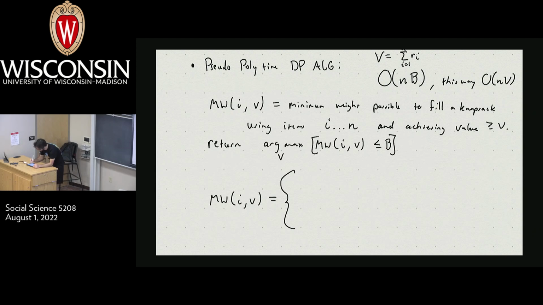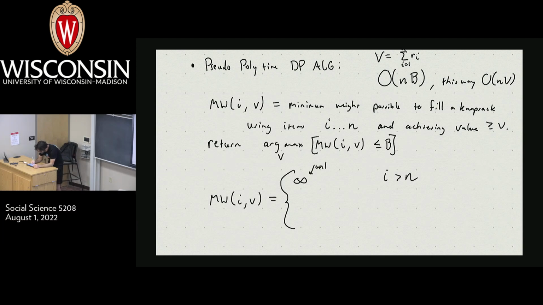So obviously, let's say I is greater than N. Can we achieve value V? What's the min weight possible? So this is going to be infinity. There's no weight possible to achieve value V. So you could also think of this as like a true-false if you want.